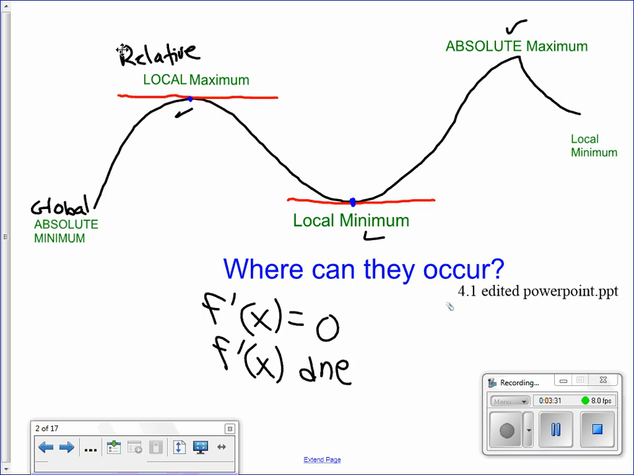Where's the last place they could occur? Well, it's not really a vertical tangent here. These are the ones we got to hit. What are these points here? Endpoints.